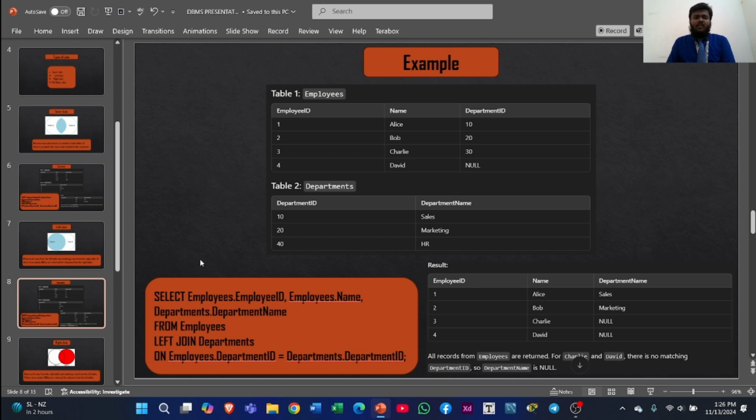Now if we apply left join by SQL, here we have to write: select employees.employee_ID, employees.name, departments.department_name from employees left join department on employee.department_ID = department.department_ID. Now if we look at the result, here all records from employees are returned. For Charlie and David, there is no matching department ID, so department name is null.